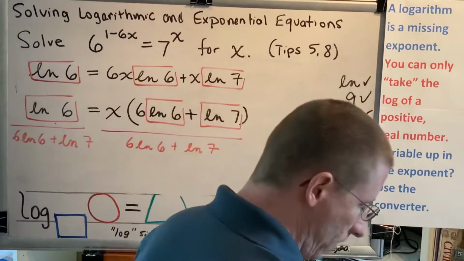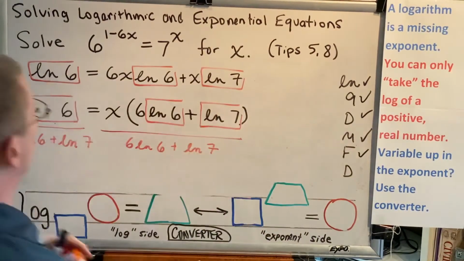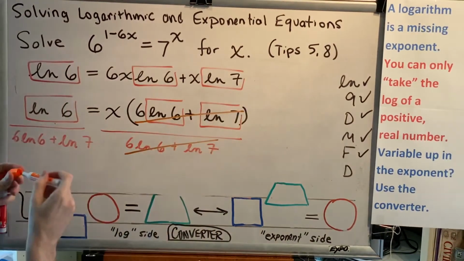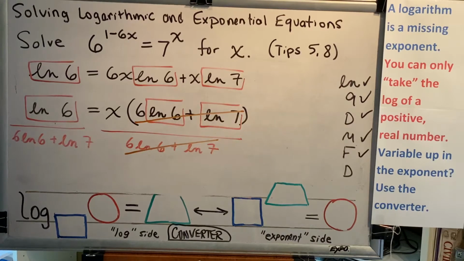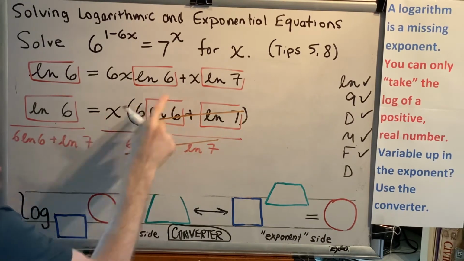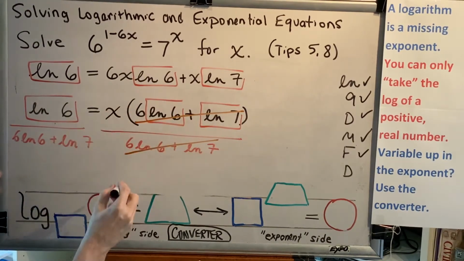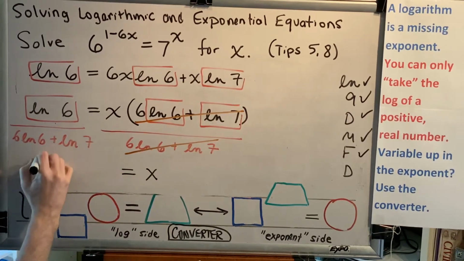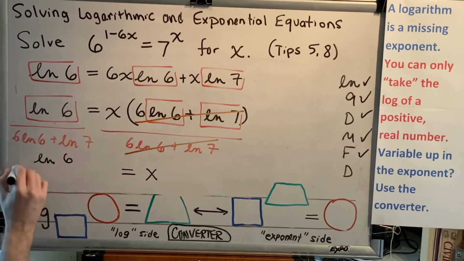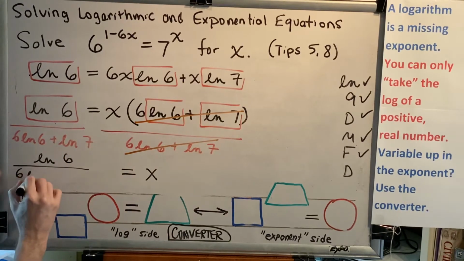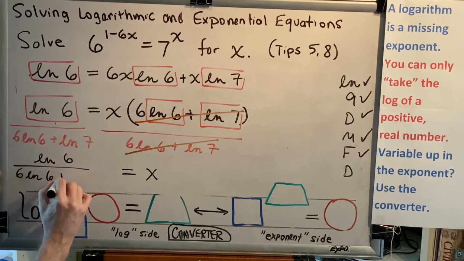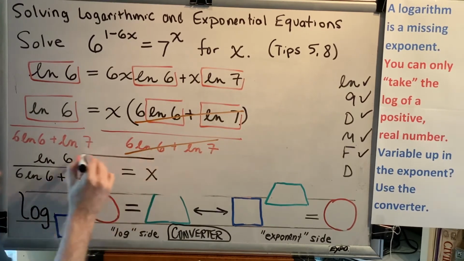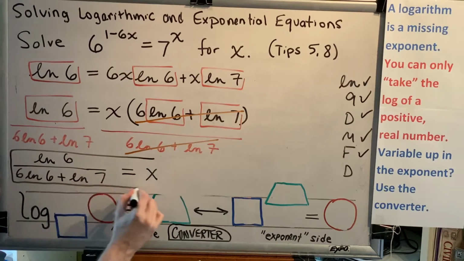Then, on the right, this entire piece will cancel with this entire piece, both of which turning into a 1. x times 1 is x, divided by 1 is x. So on the right, I just have x. And on the left, I have the natural log of 6 over 6 times the natural log of 6 plus the natural log of 7. This is our final answer for this problem.